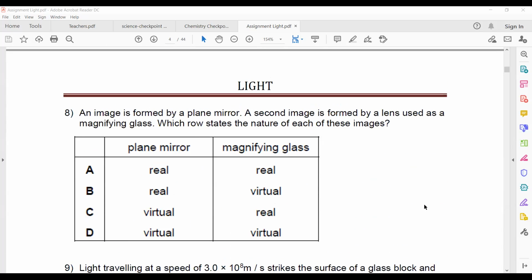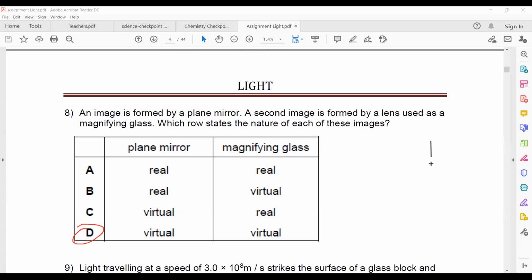An image is formed by a plane mirror and a second image is formed by a lens used as a magnifying glass. Which row states the nature of these images? Image formed by a plane mirror is also virtual. It's not real. An image formed by a magnifying glass is also virtual. How is the image formed by a plane mirror a virtual image?